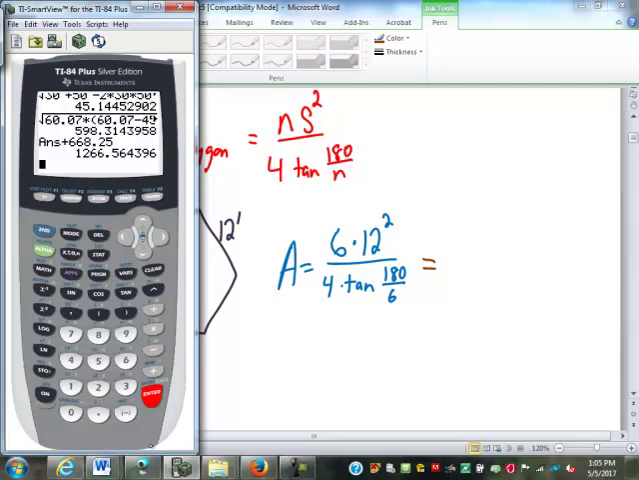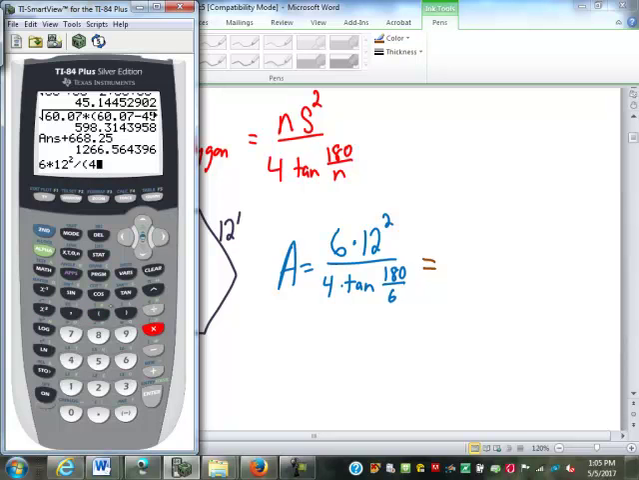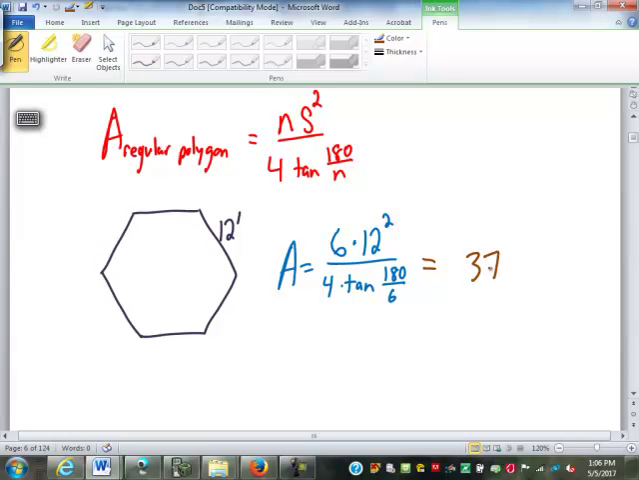This is very important. We can do 6 times our 12 squared. And then we can hit divided by. But now we've got to use a parenthesis here. Parenthesis 4 times the tangent. Now notice when I hit tangent, it brings up a parenthesis. 180 divided by 6. Now I've got to close the parenthesis for the tangent. Then I also have to close this other parenthesis. So I've got to close the parenthesis twice. Get 374.12.